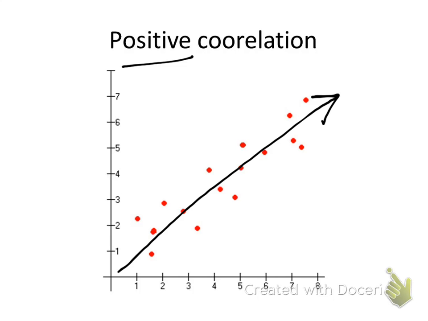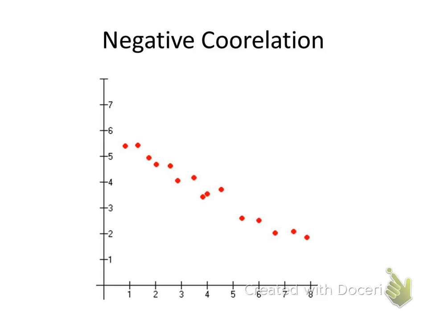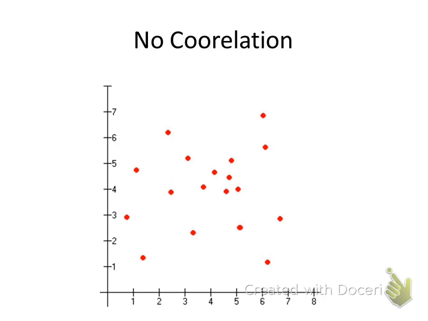On this next graph here, I look from left to right and my graph is going down, so I know it's a negative correlation. And then lastly, whenever I have information on a graph with absolutely no pattern, this would be no correlation. I can't say it goes up, I can't say it goes down, there's just no pattern at all, so my correlation would be none.